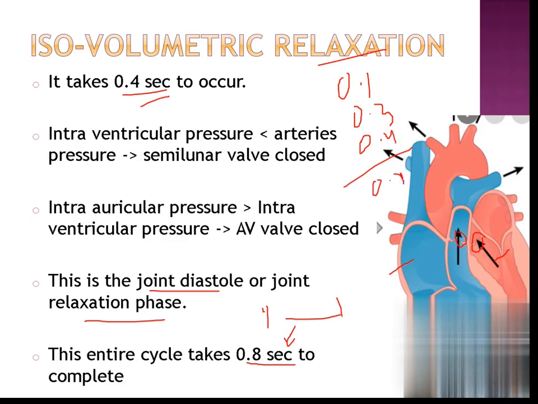So this entire event, from the entry of the blood to the exit of the blood from the heart, and then again the entry of the oxygenated blood from the lungs to the heart, and then from the heart to the rest of the body, all of this occurs in 0.8 seconds. The time period from one heartbeat to another heartbeat is 0.8 seconds.